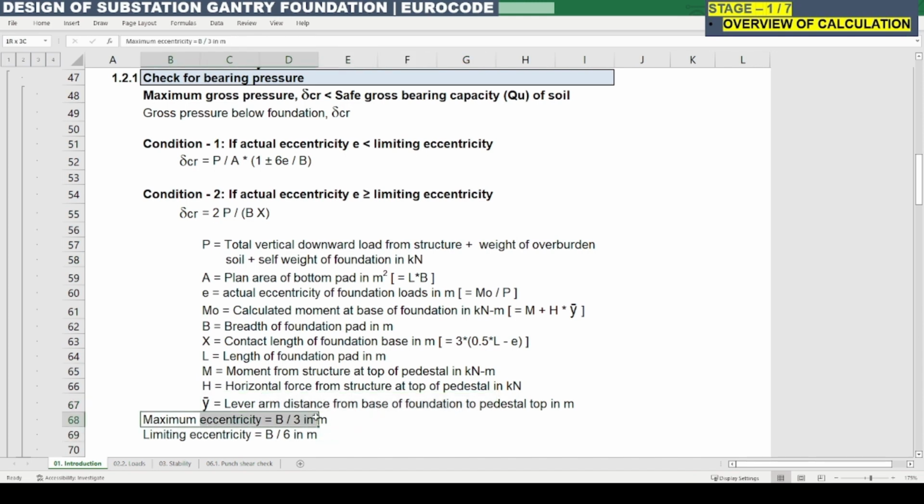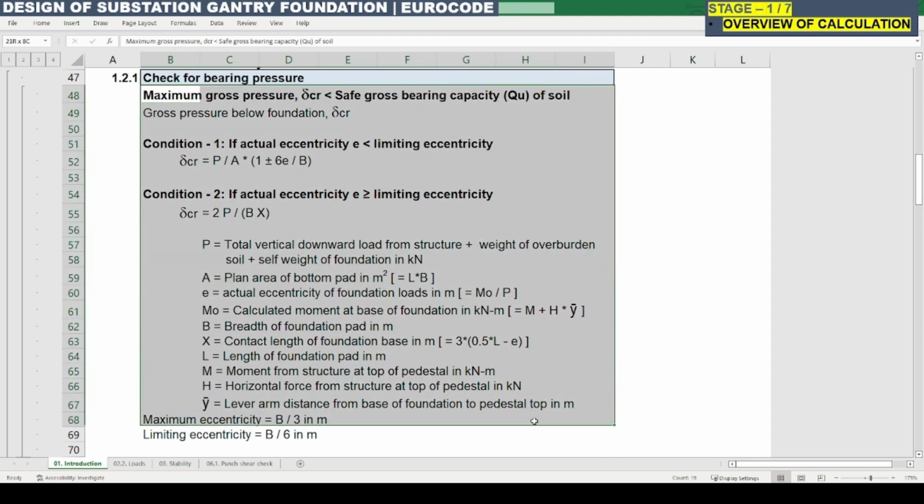So the eccentricity E which we are calculating should not go more than the maximum eccentricity. In that case, the foundation will definitely overturn. So we should not let the eccentricity go beyond B by 3 or L by 3. So with that, the check for bearing pressure is over.